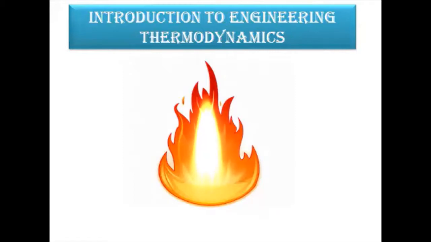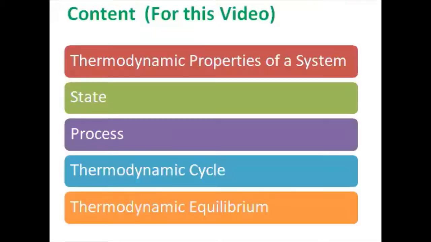In the previous video, we talked about the system and the various types of system. We have seen the definition of the system and examples of the system. In this video, we are going to discuss properties. We will start with the thermodynamic properties of the system. Then we will talk about the state. After that, we will talk about processes. Later on, we will come to thermodynamic cycle. And lastly, we will talk about thermodynamic equilibrium.